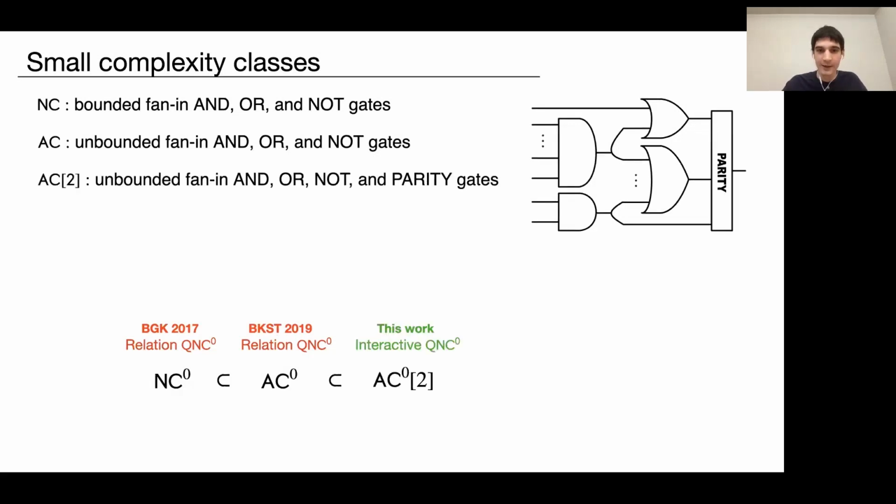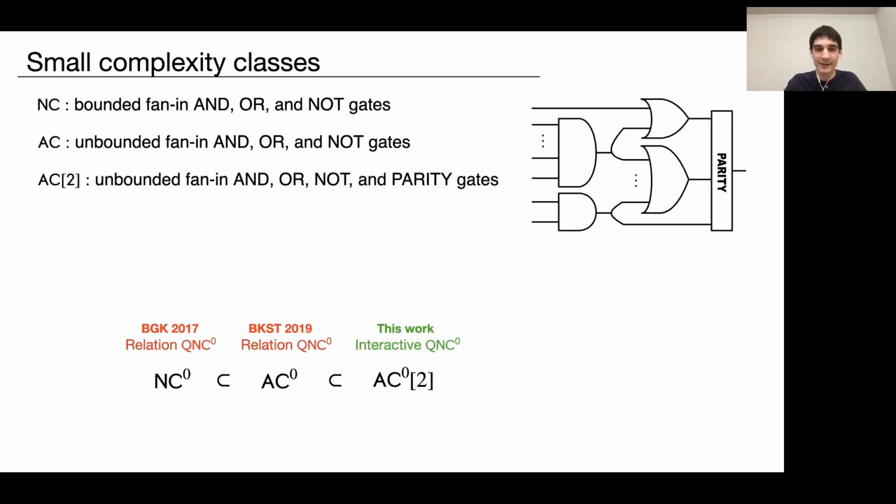And then in this work, we show that there's an interactive task in QNC0 that can't be solved in the class AC0[2] too. So this class strictly contains the class of unbounded fan-in AND, OR, NOT gates because it has a parity gate, and AC0 circuits cannot compute parity. So in some sense, it's a strict improvement on the previous results, albeit we needed to add this ingredient of interactivity.